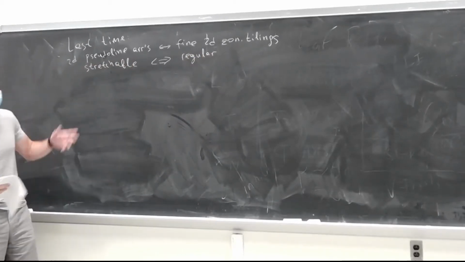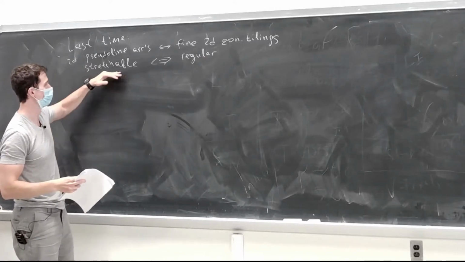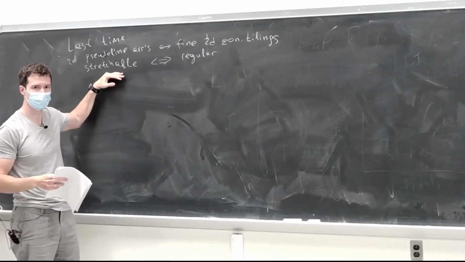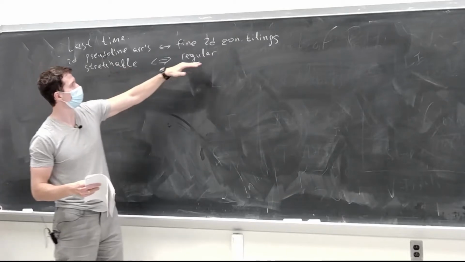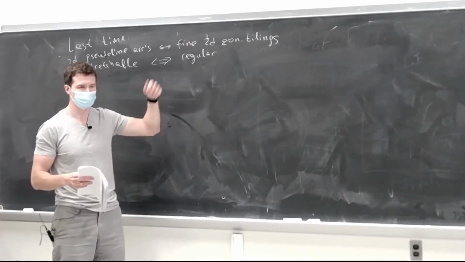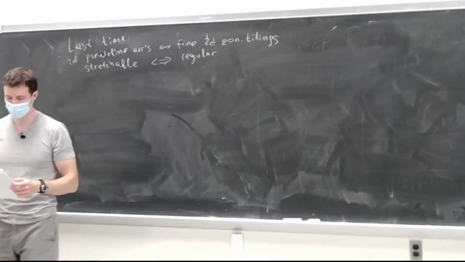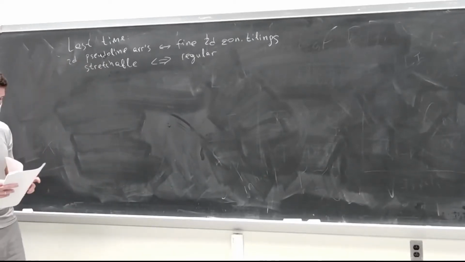And sometimes, for two-dimensional pictures, it's usually easier to decide whether you can draw something with straight lines. For regular, you have to go through all possible assignments of heights to your vectors, and that's trickier to do.